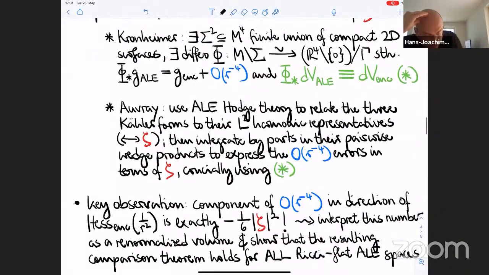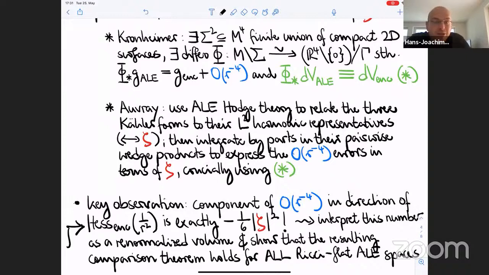So, one of the key observations which started all of this, the work that I want to talk about, is that if you look at Auvray's formulas, there's one canonical direction in the space of possible r⁻⁴ tensors, which is the Hessian of the Green's function on Euclidean space. This is one of the first candidate terms that you would normally think of in an expansion like this, and it has all the formal properties that you need.